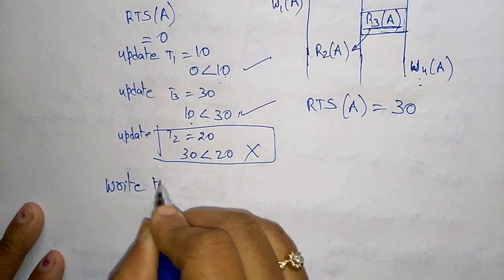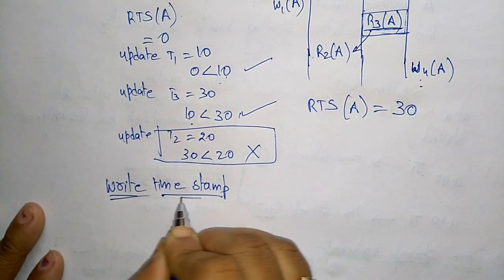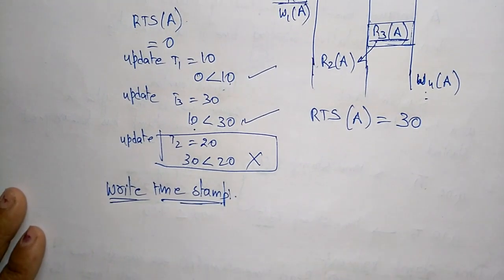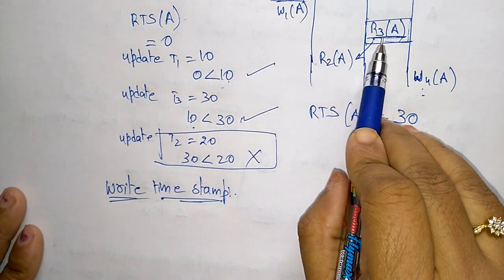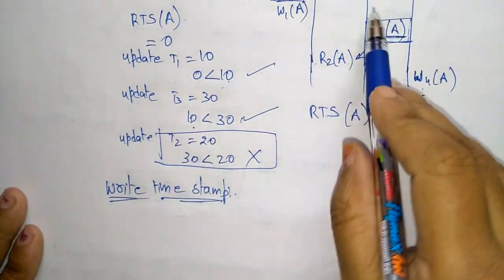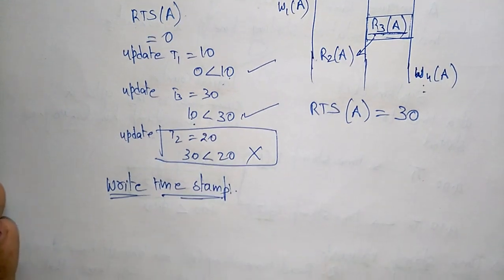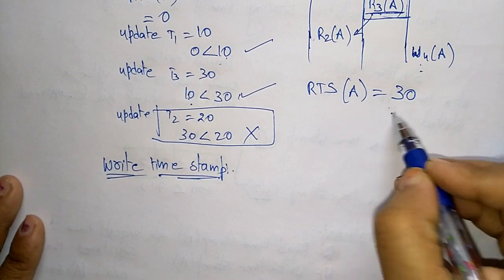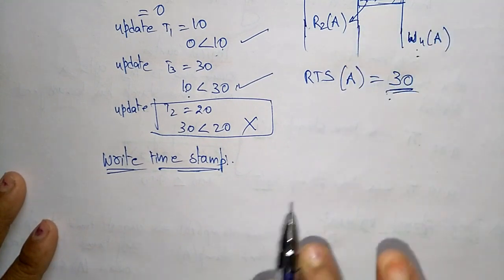Now coming to the write timestamp. Let us see what the write timestamp is. I already said, it is the largest value where the write is successful. Here at T3 the read is successful, and the value of that timestamp is 30. So 30 is saved as the read timestamp. The read is successful at timestamp 30.